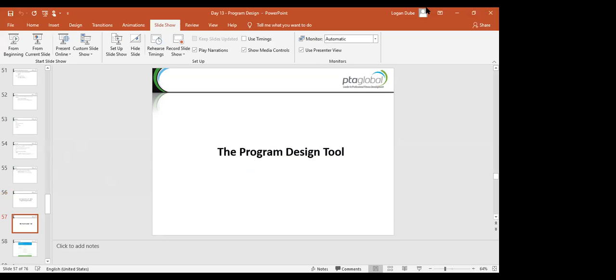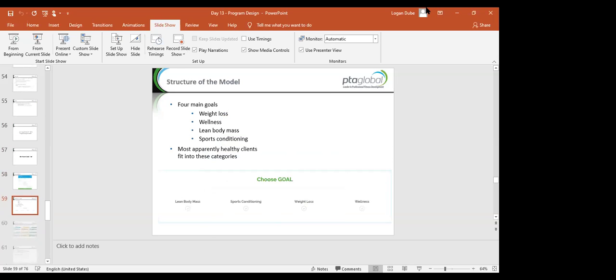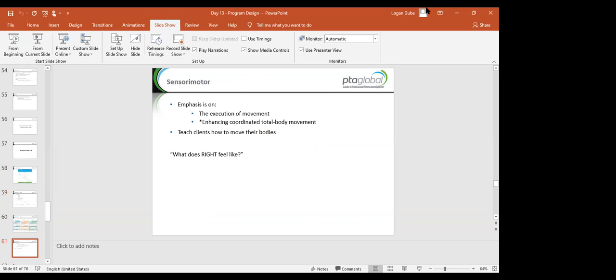The last section of the notes is actually content that you would have already covered. I did it a little bit out of order the last time I put the notes together. So it's just a review of the program design model. The 4 goals we've now covered: weight loss, lean muscle gain, wellness, and sports conditioning.